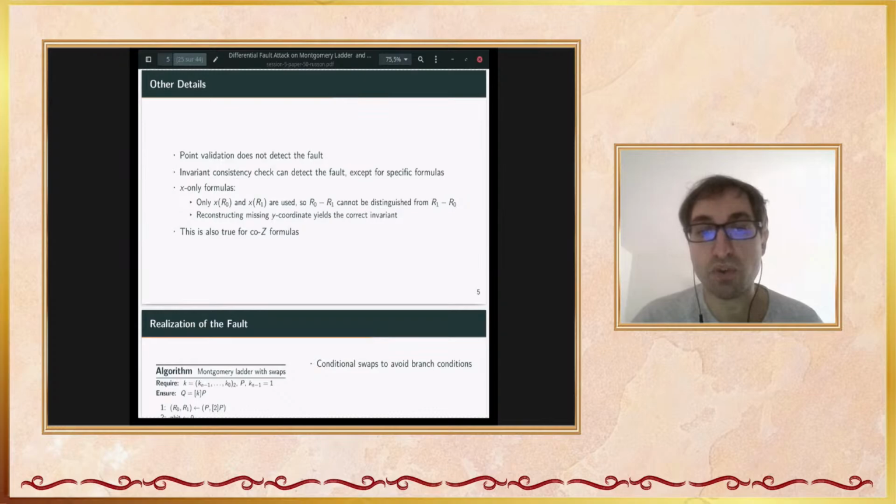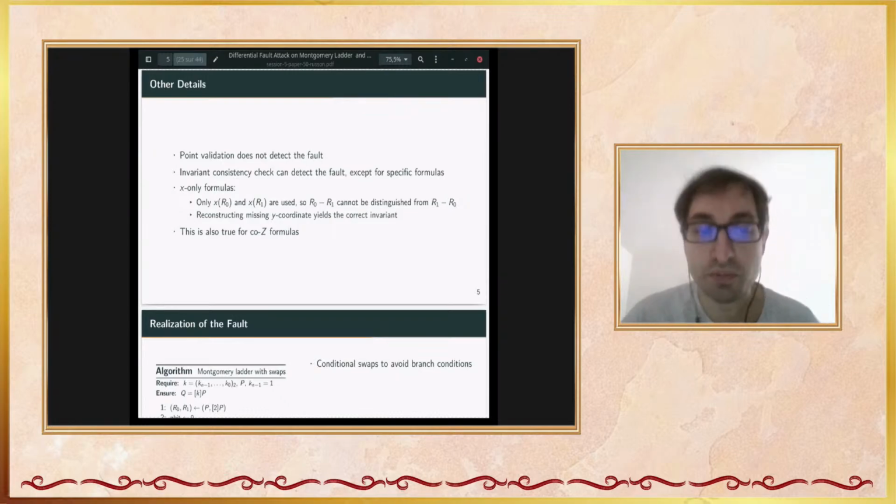Well, that's true except for specific formulas. Let's take a look at the X-only formulas. Those formulas only use the X coordinate of the points R0 and R1 in the point addition formulas. So we cannot distinguish the point R0 from the point minus R0 because those points have the same X coordinate. So the differences R0 minus R1 and R1 minus R0 cannot be distinguished from each other. Basically, the point P cannot be distinguished from the point minus P. And that is true even if we try to reconstruct the missing coordinate Y, because it will yield the correct invariant.